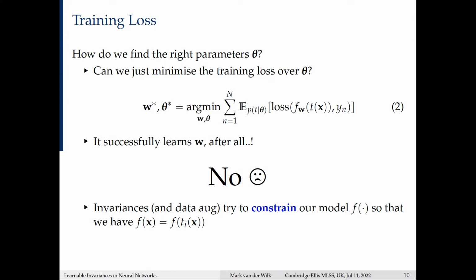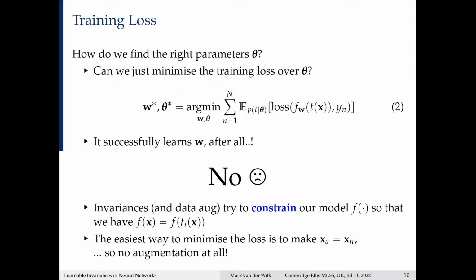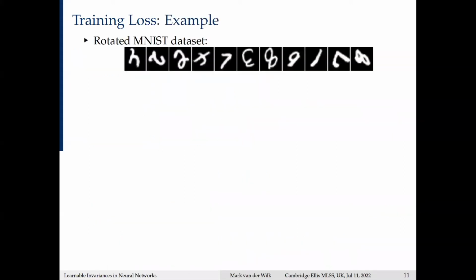Because an invariance or an inductive bias is actually a constraint, adding this constraint to our model won't improve the fit to the training data. It might leave it unchanged, but it won't improve it. So at least the easiest way to minimize the loss in this case is to make the augmented image, the transformed image, the same as the input image, so essentially to add no augmentation at all. But we know that this is not the solution that's going to generalize best.